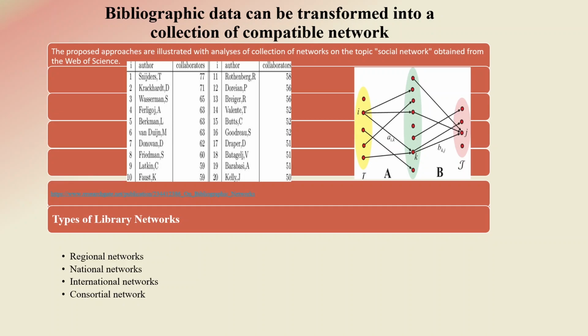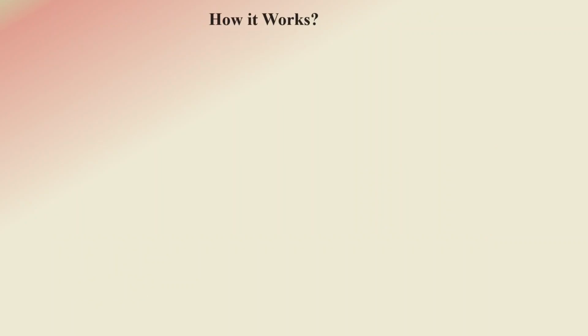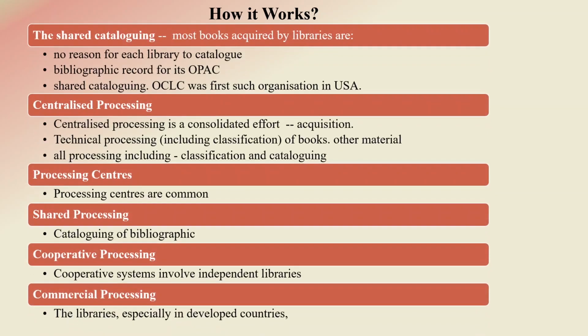Now, learners, what are the types of library networks? There are several types, including regional networks. These networks connect the libraries within a region. National networks can connect the libraries across a country. International networks connect libraries across countries. Then the consortial network, made up of libraries that come together. There will be a new chapter, a new video lecture, for consortia also, so you can follow that.